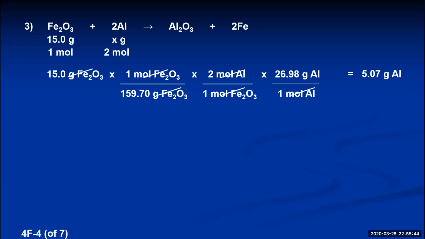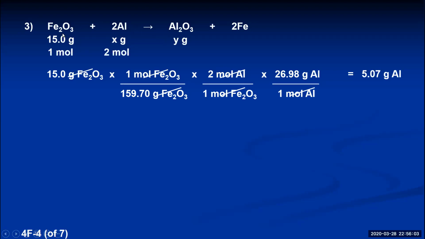Part B says, what mass of aluminum oxide will be formed? So in this problem, we're going to solve for the grams of aluminum oxide. You can ignore this information here. All that's going to be relevant is we're starting with 15 grams of iron(III) oxide. We're trying to find grams of aluminum oxide.